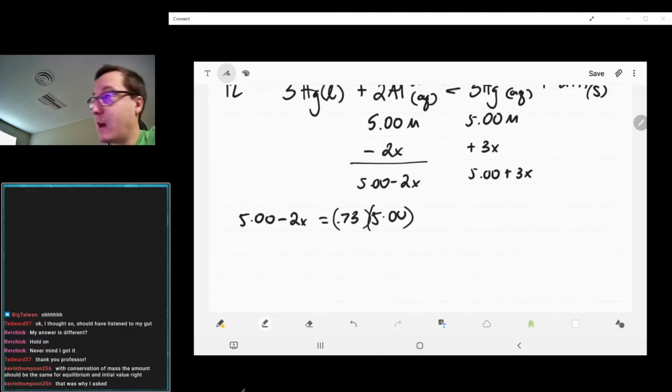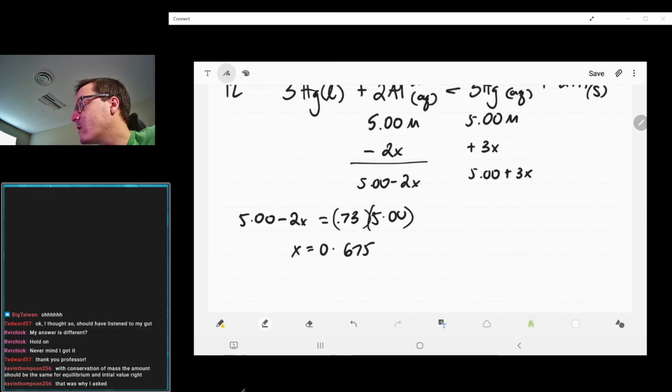If you do this math, let's see what we get here. Hopefully I've done this correctly. Let's see, 0.73 times 5, and then we're going to subtract 5 from it, and then divide by 2. We get x is equal to 0.675 molar.